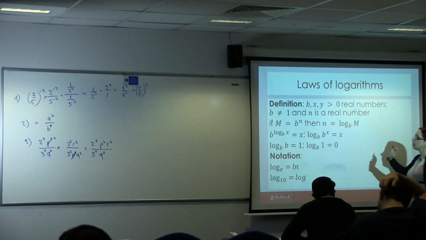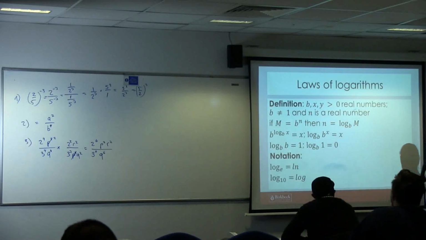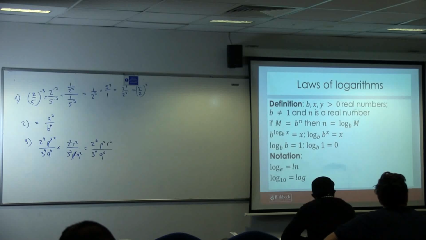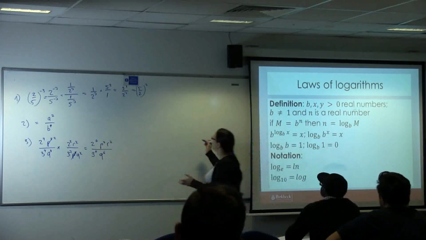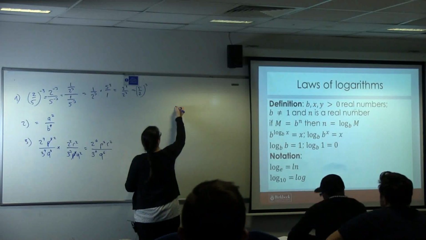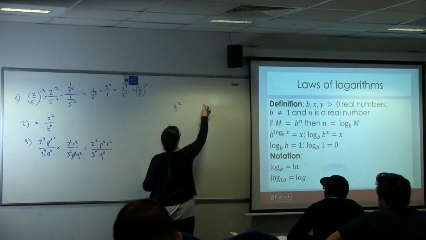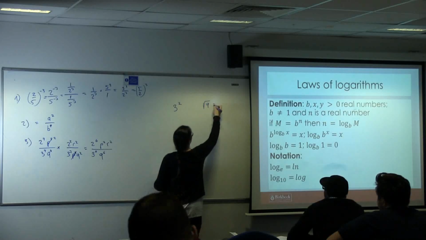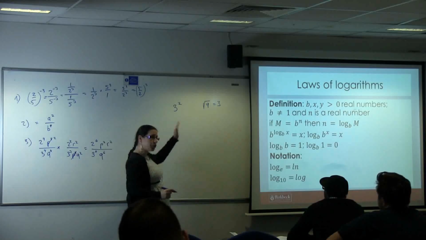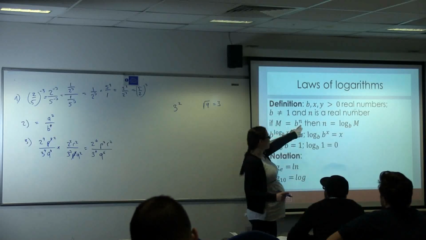So the definition originates from thinking about the powers in a slightly different way. You probably know that undoing powers is done when you're applying roots to them. So for example, if you have 3 squared and want to find out what is the base, you could say root of 9 is equal to 3. So roots give you back the bases. But logarithms usually give you back the powers.